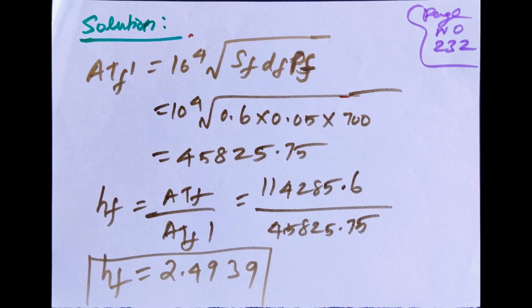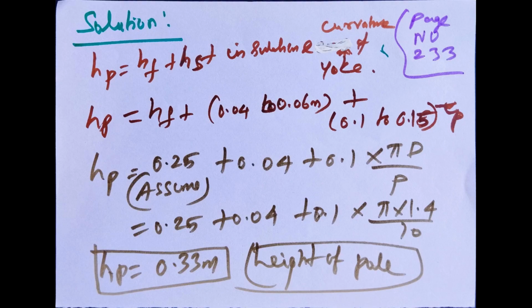Solution. ATf dash is equal to 10 power 4 root of Sf df pf, which is 10 power 4 root of 0.6 into 0.05 into 700. ATf dash is equal to 45825.75. Hf is equal to ATf divided by ATf dash. Putting the required values, we obtain Hf is equal to 2.4939. That is the answer.